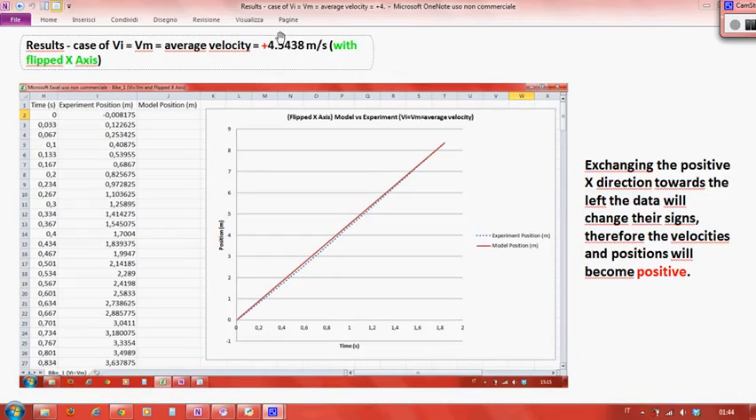This is the result using a flipped x-axis. To do that, I changed the sign of the velocity from negative to positive. Now we can say that the position is increasing in the positive x direction.